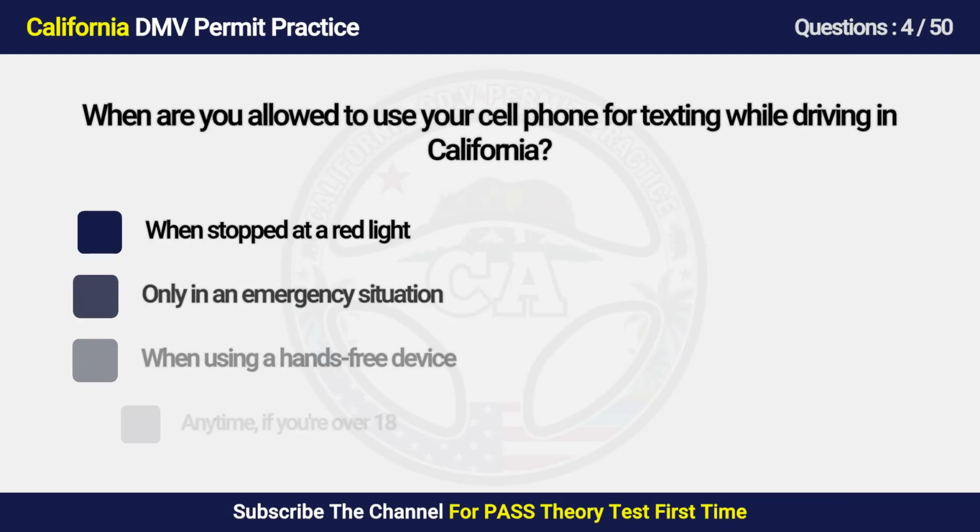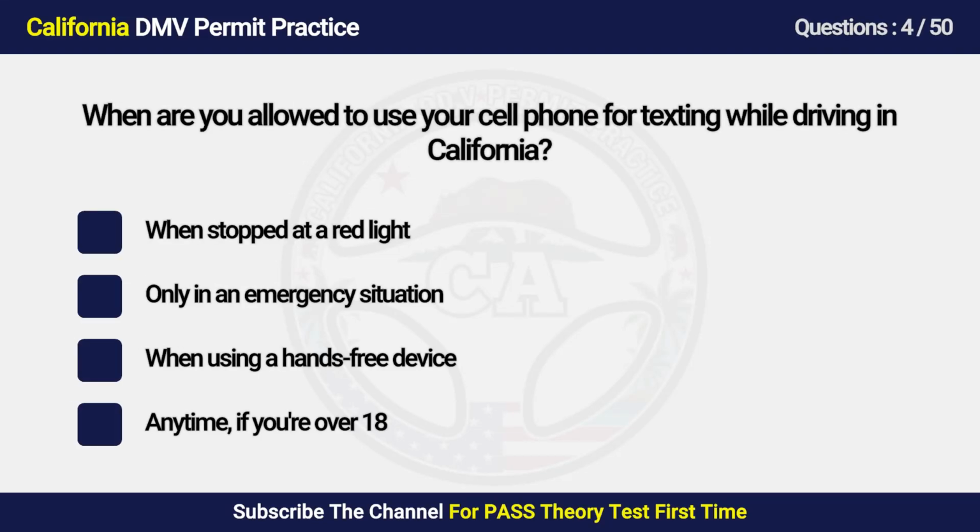Question 4. When are you allowed to use your cell phone for texting while driving in California? A. When stopped at a red light. B. Only in an emergency situation. C. When using a hands-free device. D. Anytime if you're over 18.